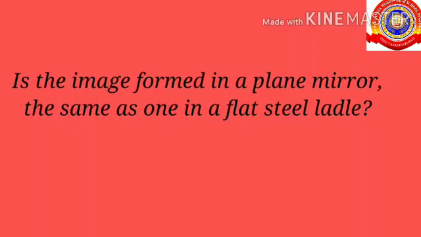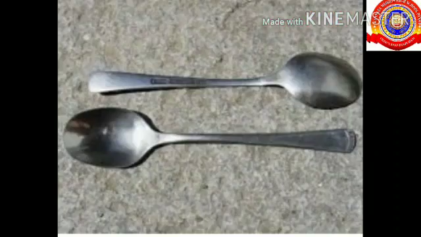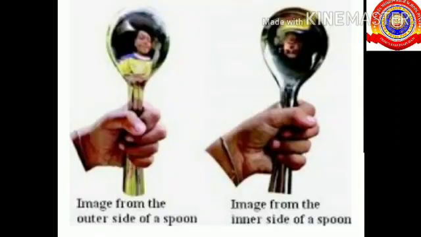Is the image formed in a plane mirror the same as the one in a flat steel ladle? Is there any difference between the images formed on the inner and outer surface of a steel ladle? When you look at the back side of the spoon, your upright reflection will be seen. When you look at the inner side of the spoon, your image will be upside down. The first image was convex side and the second was concave side.